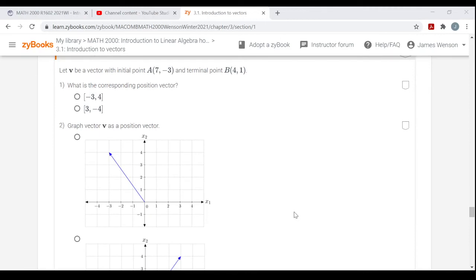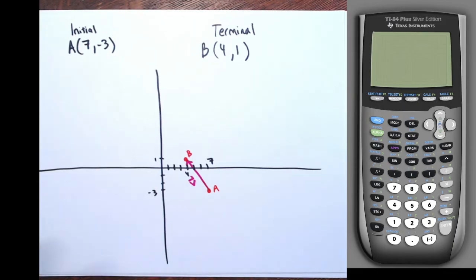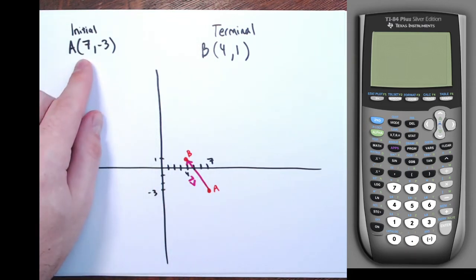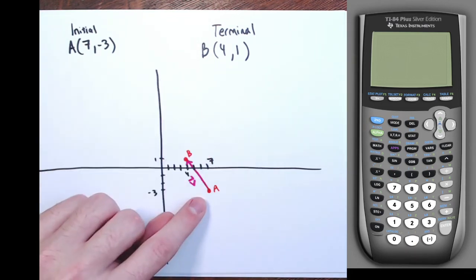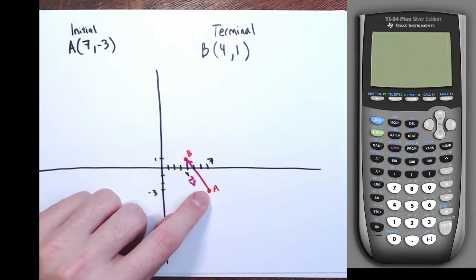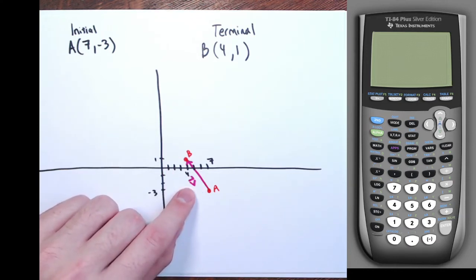All right, so let me do this one now. A vector v will be a vector with initial point 7, -3 and terminal point 4, 1. I've already popped this up here. Initial point 7, -3, terminal point 4, 1. Here's 7, -3. Here's 4, 1. There's vector v that they're talking about.